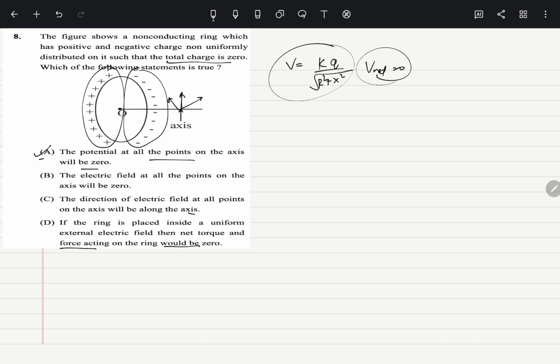The minus charge and plus charge both will experience a net force, and because of the net force there will be a net torque. So this option D is also not correct. So option A is correct. So hope you understood this question. Let's move to the next question.